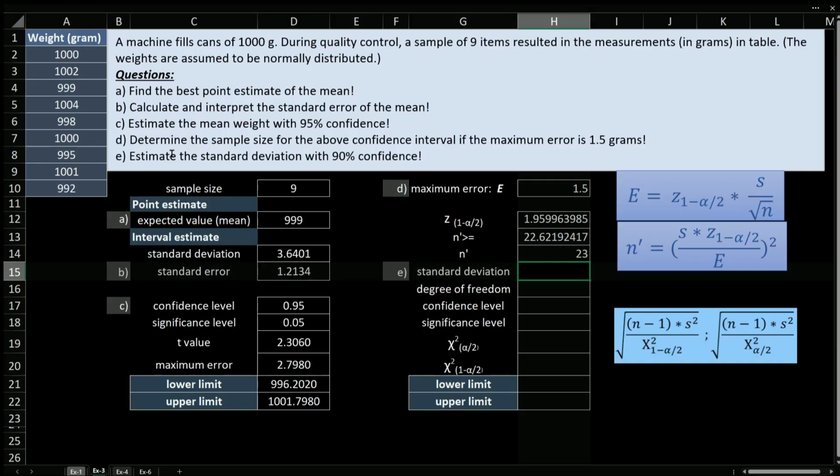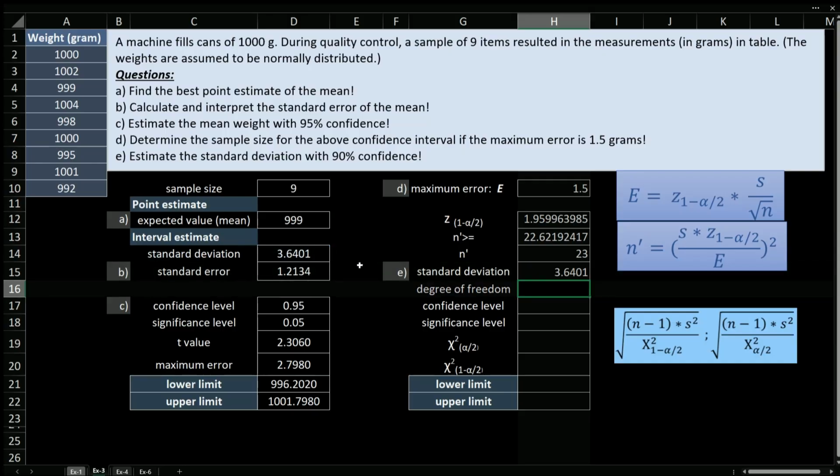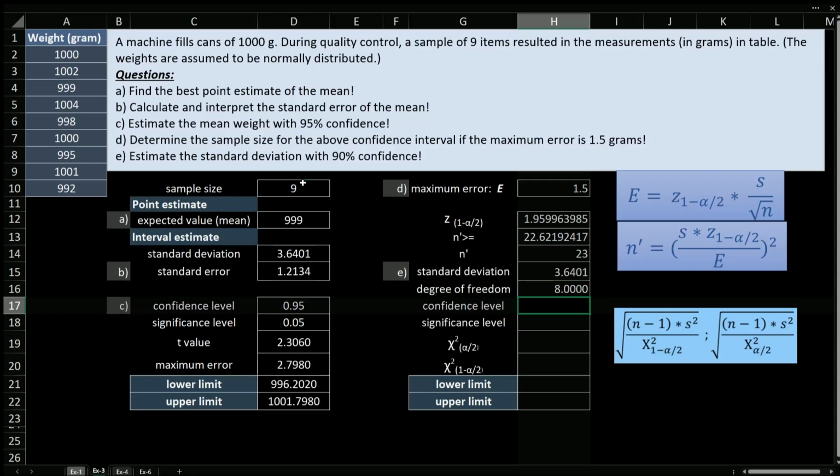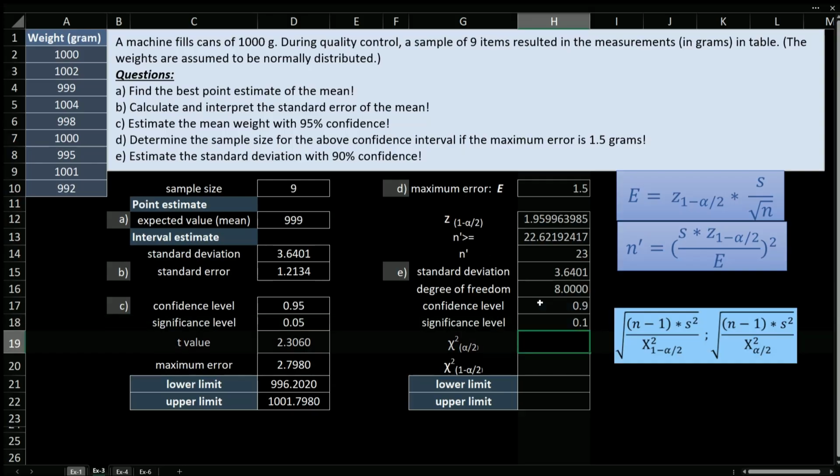And finally, we want to give confidence interval for standard deviation. So what's the standard deviation for the sample, which is the point estimate? We already found it. It's here. I can copy from there. Degree of freedom, because we have chi-squared, I need degree of freedom, which is going to be n minus 1. Confidence level 90%. In this part it is different, 90%, and significance level 1 minus that, which is 10%.